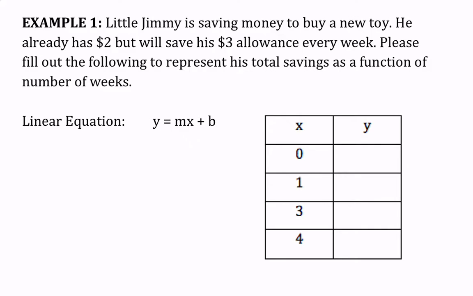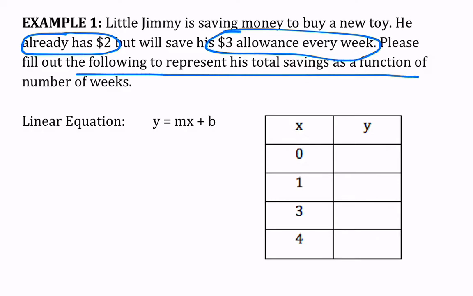All right, so remember when we do word problems, we want to use CUBES to help us break it down. C stands for circle the key numbers. So my key numbers here are he already has $2 and he's going to get $3 every week. Then U is underline the question. Well, it's not necessarily a question, but it's telling us what to do. We're going to be filling out the following to represent his total savings as a function of the number of weeks. That's what it's telling us to do.